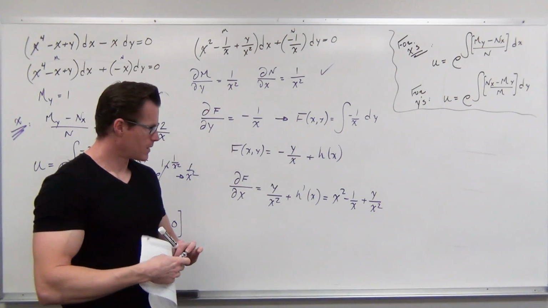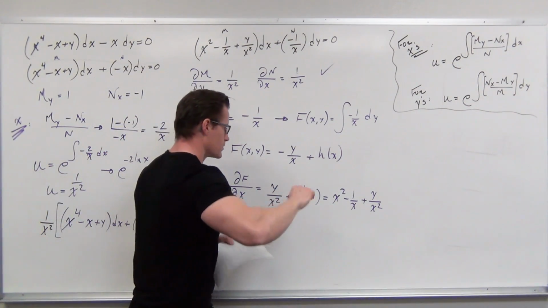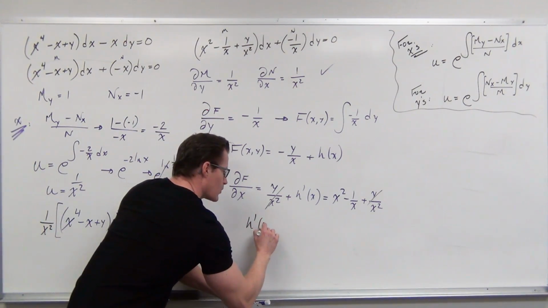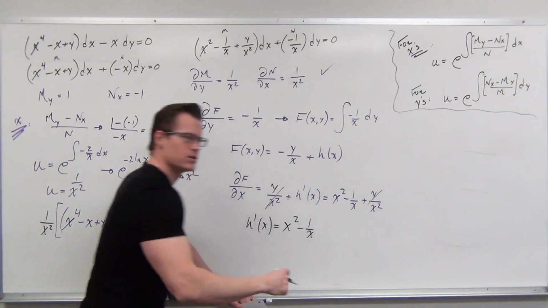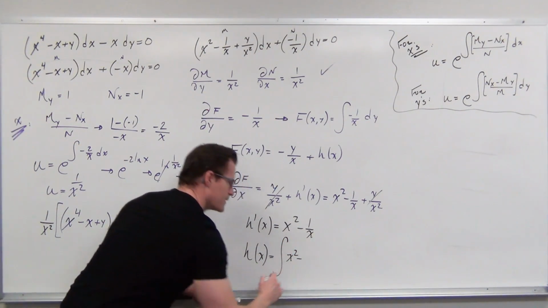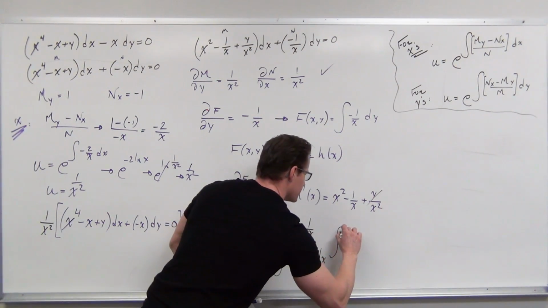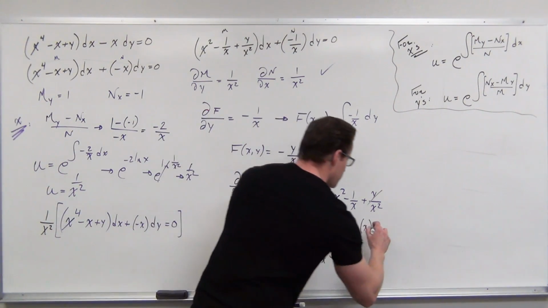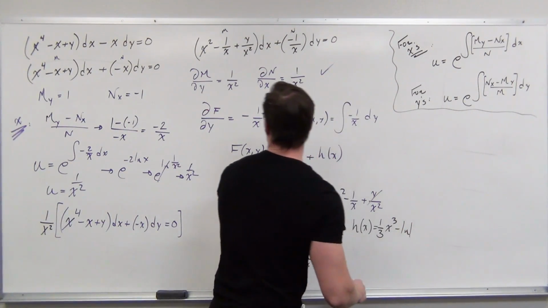All of your terms with y in it have to cancel here, just like all your terms with x's had to cancel in the last example. So these two, they have to go away. If they don't, you've done something wrong. So the first derivative of that piece that we're looking for that has only x's, we get x squared minus 1 over x. And how we undo these derivatives is with integrals. So h of x is the integral of x squared minus 1 over x dx, which means we're going to get 1/3 x cubed minus ln x.